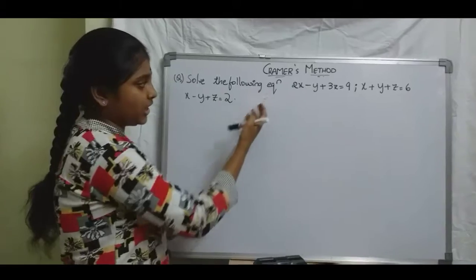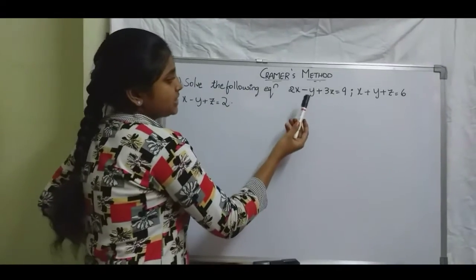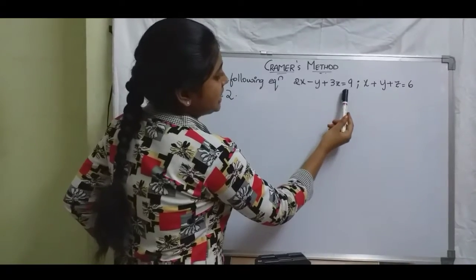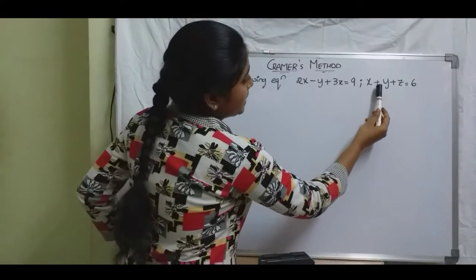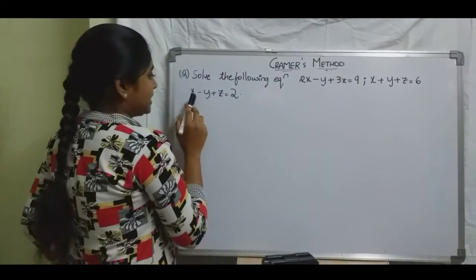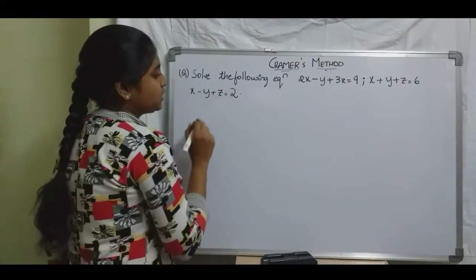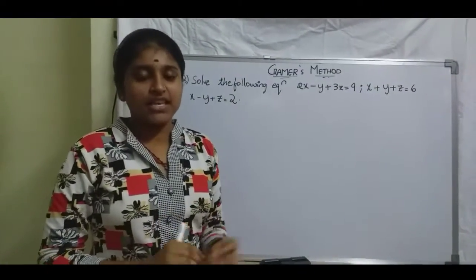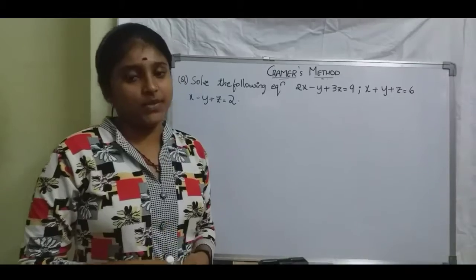Solve the following equations: 2x minus y plus 3z equals 9. x plus y plus z equals 6. x minus y plus z equals 2. These are all linear equations.